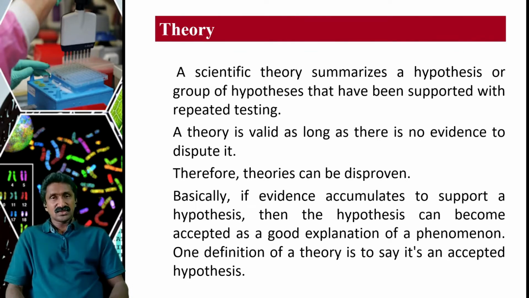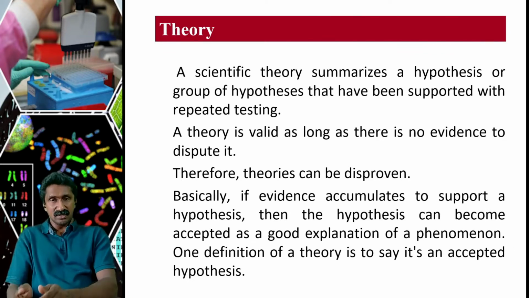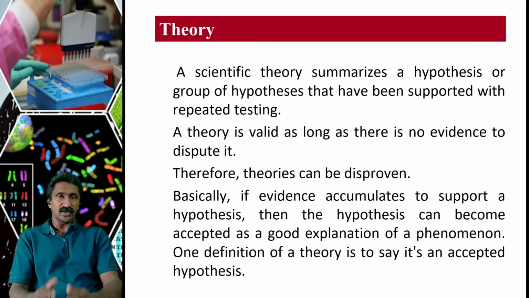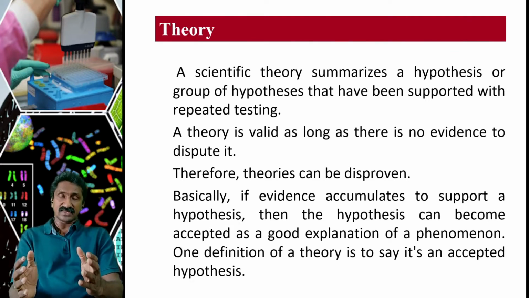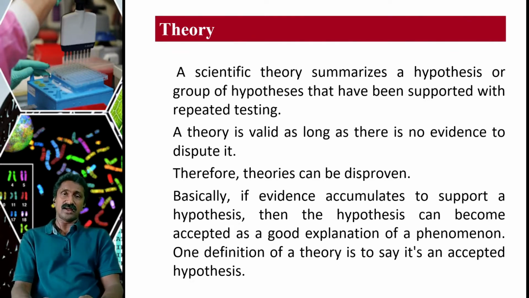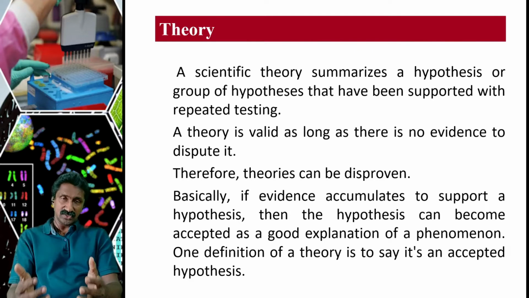Basically, if the evidence accumulates to support a hypothesis, then the hypothesis can become accepted as a good explanation of the phenomenon or fact. One definition of a theory is to say it is an accepted hypothesis, because sufficient evidence is accumulated based on observations and experimentation, etc., and that supports the hypothesis, so that it becomes an accepted hypothesis. So then it becomes a theory.